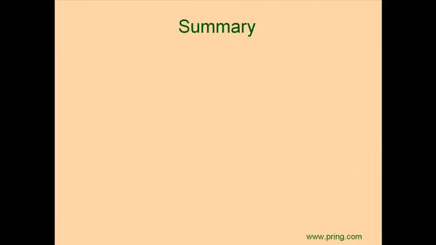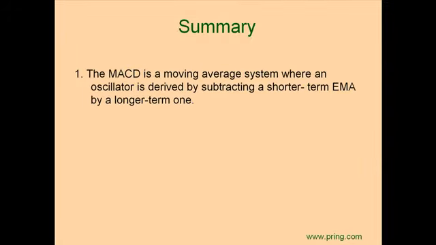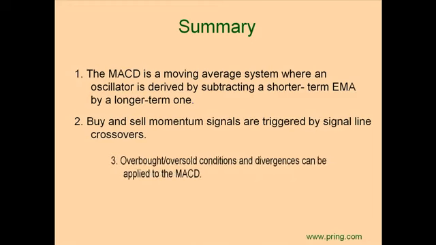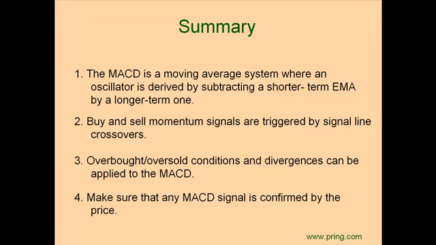In summary: 1. The MACD is a moving average system where an oscillator is derived by subtracting a longer term moving average from a shorter term one. 2. Buy and sell momentum signals are triggered by signal line crossovers. 3. Overbought oversold conditions and divergences can be applied to the MACD. And 4. Make sure that any MACD signal is confirmed by the price.